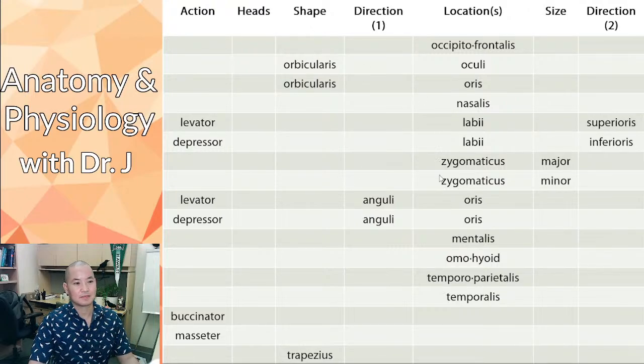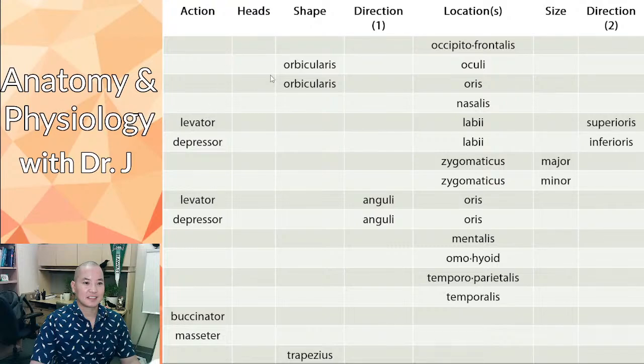Okay, rewind. So what we're able to see is that we're able to cover a lot of these based on the action, the head, the shape, the locations, the size, the role of opposites.